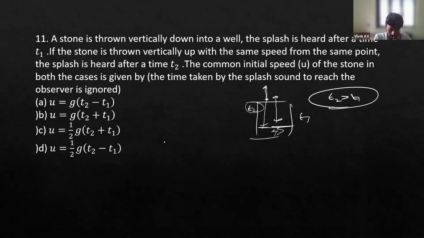If you look at the time for the downward case, it is t1. Here what we have to calculate is the difference in splash times. From the difference in splash time, we can calculate the velocity. Let us imagine that the time taken for the downward case is t1 and the upward case is t2, the times at which the splash is heard.